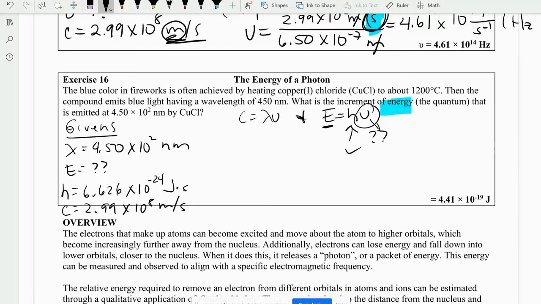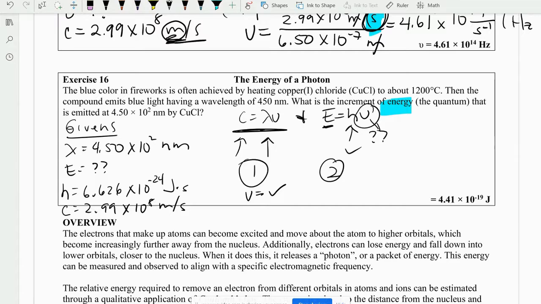So can you tell me what we're going to do to try to get frequency? If you look at the speed of light equation, we do know C, which is the speed of light, it's a constant. And the problem here did give us wavelength. So what I could first do is use the speed of light equation and solve for frequency, and then use that to do the second equation of Planck's constant.